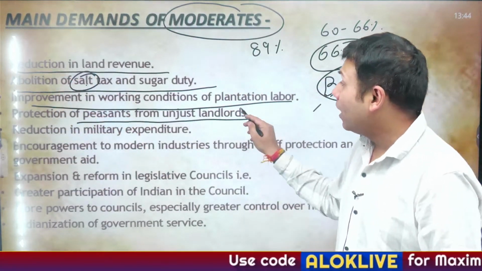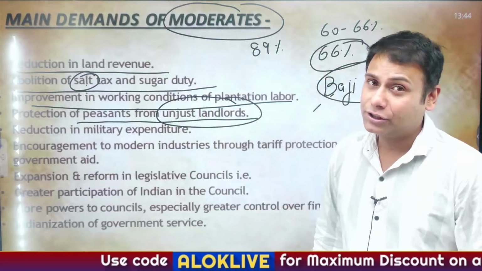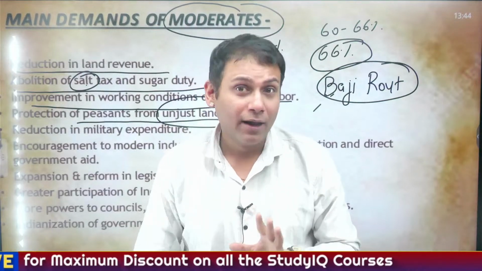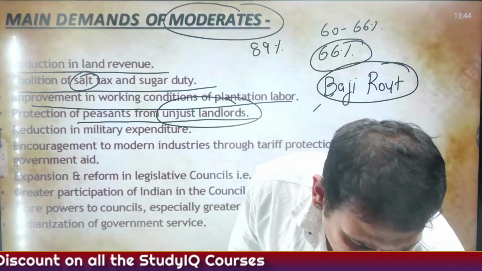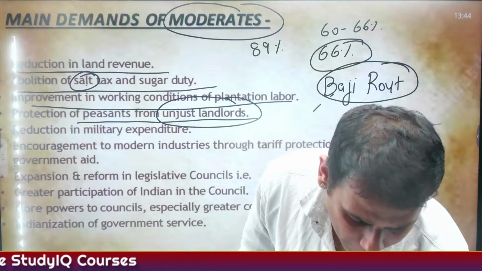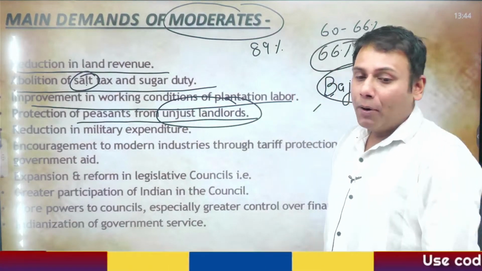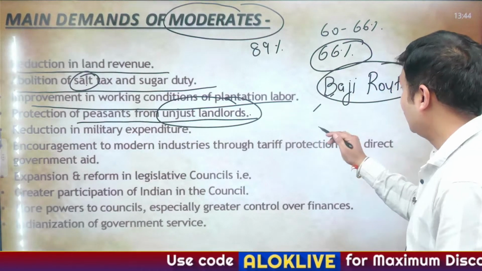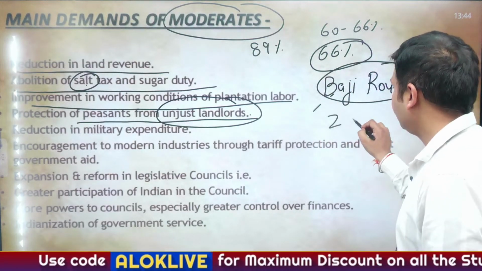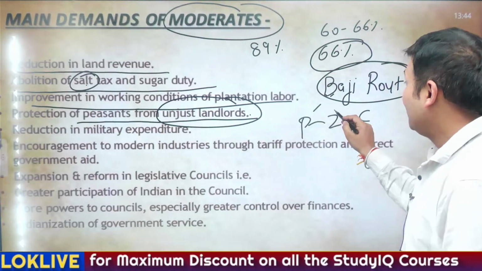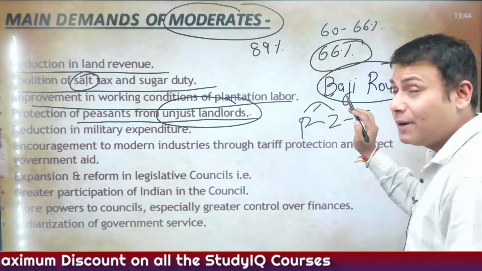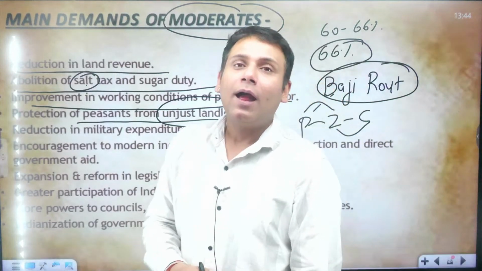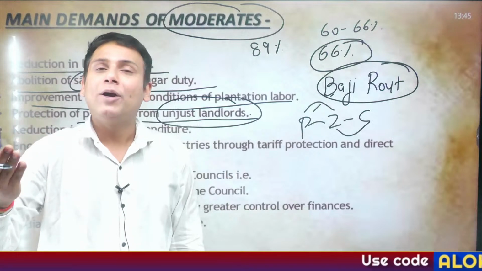This was another important demand: protection of the peasant from the unjust money lenders or the landlords. We have talked about the Rayatwari system, guys, in the peasant movement. If you remember, in the Zamindari system, the Zamindar collected the revenue from the peasants, kept his commission and gave it to the company. 11% was kept by the Zamindar and 89% of the revenue went to the company.